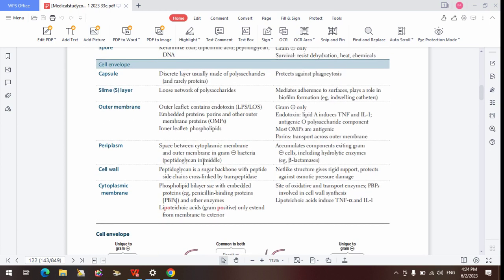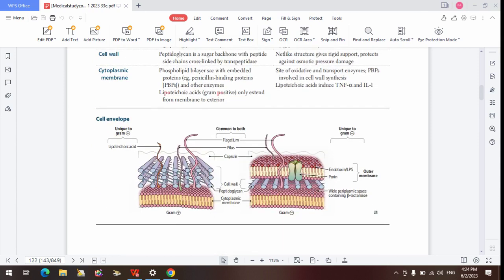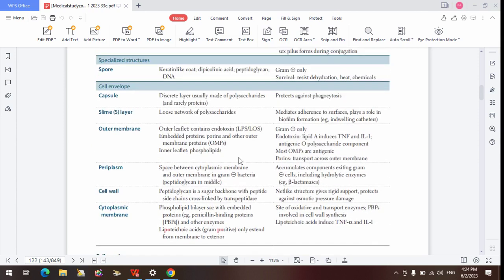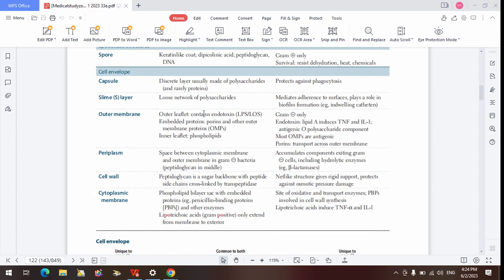All right. So the outermost layer is a capsule. You guys should not really bother yourself about the components of all these things, but if you want to learn it, you can learn it. So the capsule contains polysaccharide. That's just it. Just know that it contains polysaccharide.